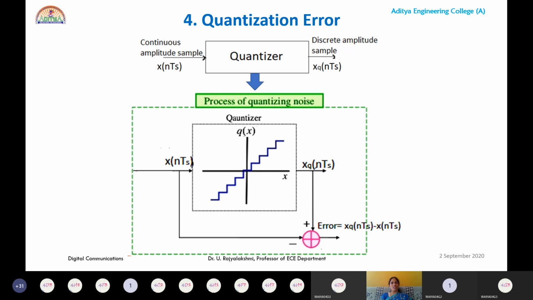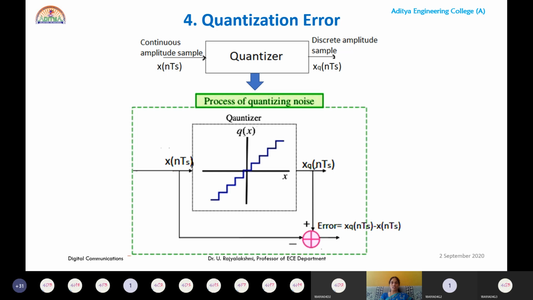Next, this graph especially shows that it is a mid-tread quantizer, because the origin lies in the tread position of the characteristics. Now, what is the error generated by the quantizer?